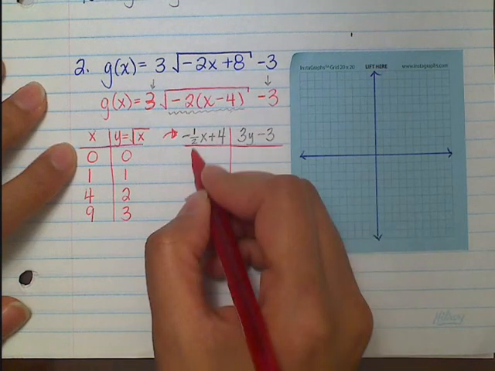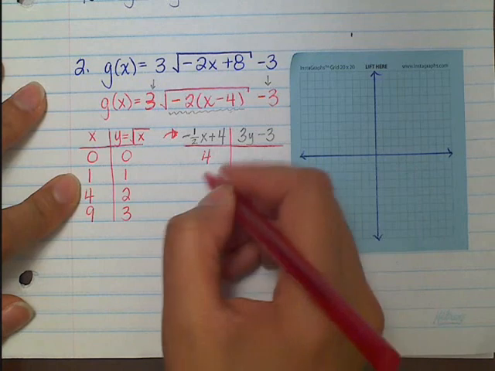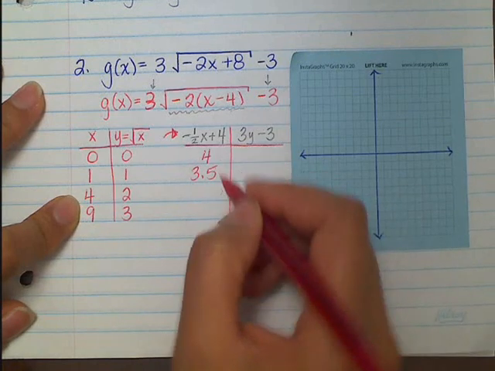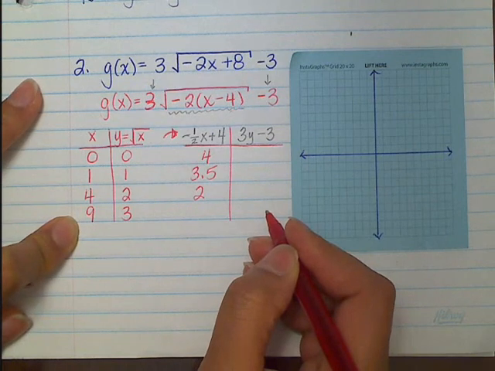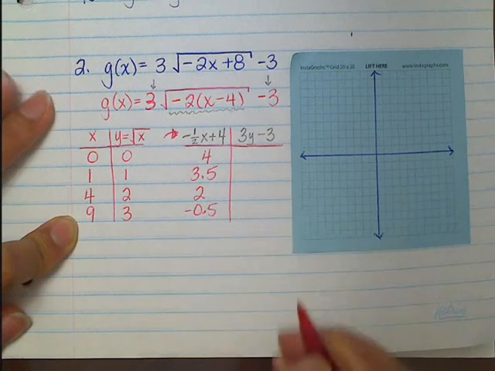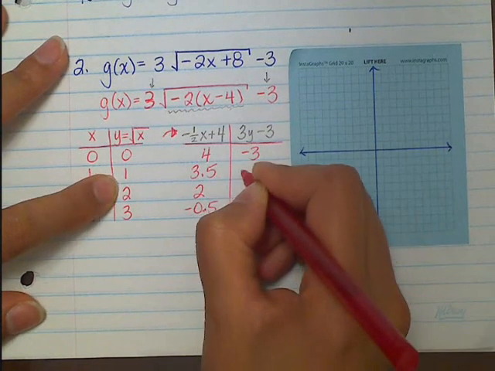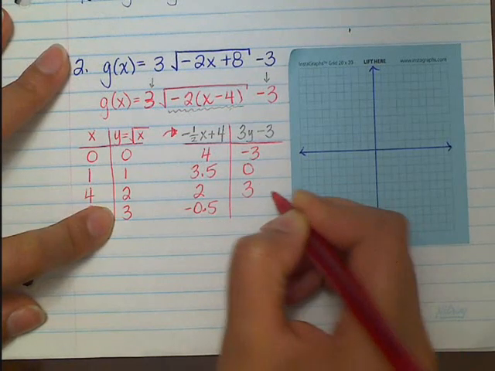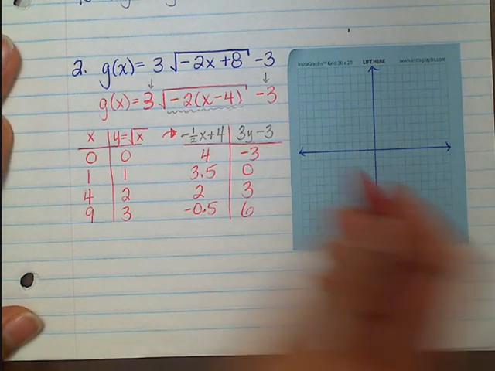Okay, so if I apply these formulas to my x and my y coordinates, negative a half of 0 is 0, plus 4 is 4. Negative a half of 1 is negative a half, plus 4 is 3.5. Negative a half of 4 is negative 2, plus 4 is 2. And negative a half of 9 is negative 4.5, plus 4 is negative 0.5. Same idea for the y coordinates. So 3 times 1 is 3, minus 3 is 0. And there's your y coordinates.